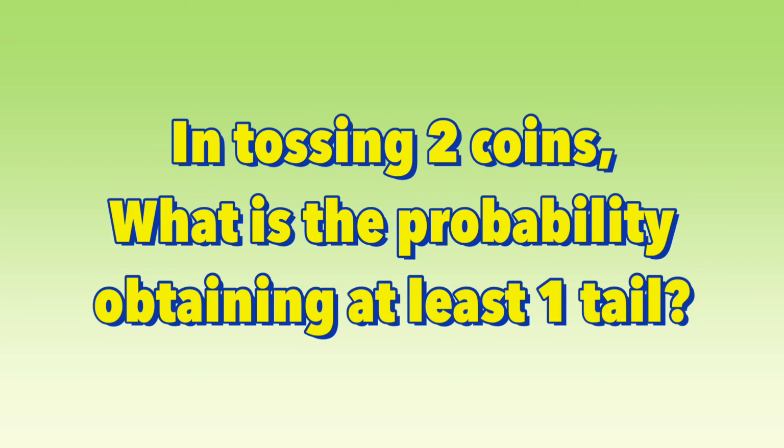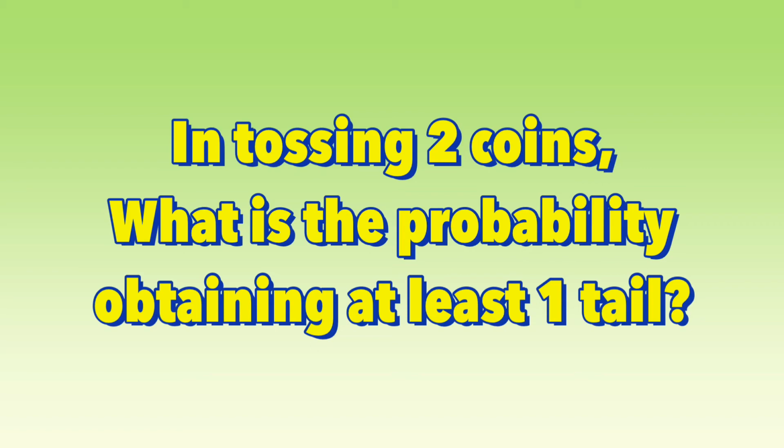Okay, the next problem, number 8. In choosing two coins, what is the probability of obtaining at least one tail? So our solution: first we're going to determine the number of possible outcomes. We have to analyze the two coins. First we analyze the first coin. What are the possible outcomes?